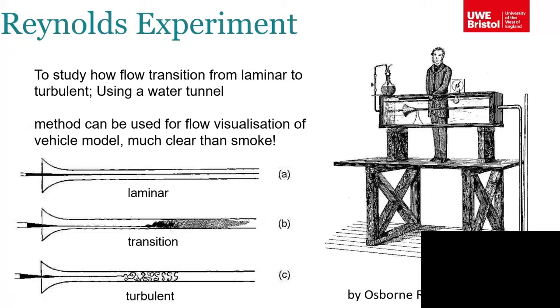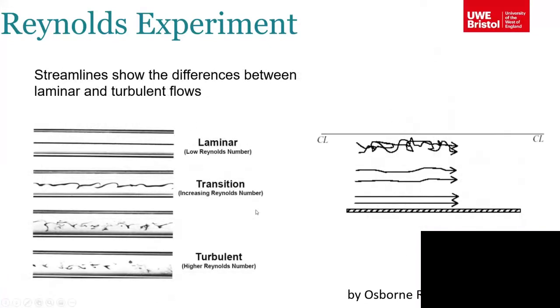This is what Reynolds showed in his experiment. What he did was he measured the velocity and determined when the flow would become turbulent. So these are straight lines or streamlines for laminar, transition and turbulent flow.